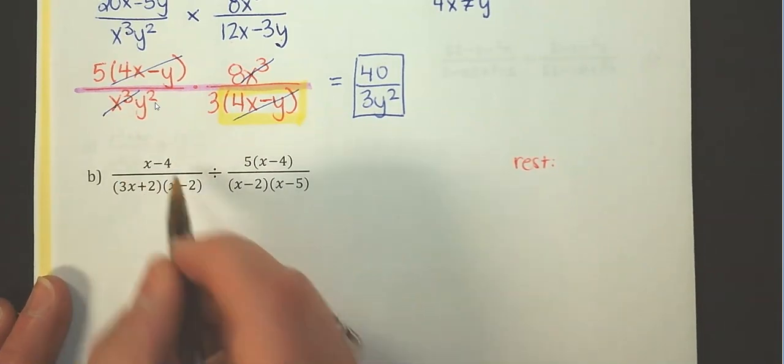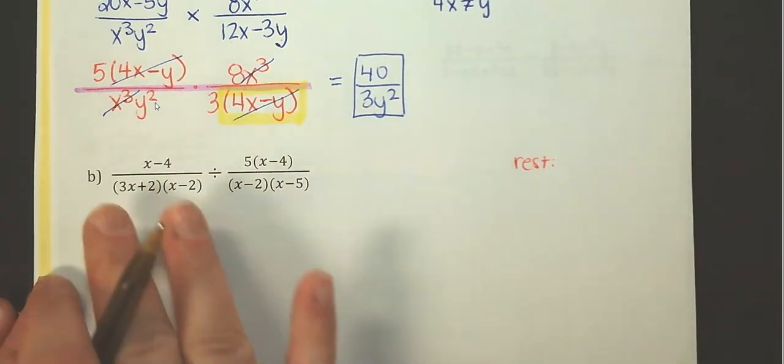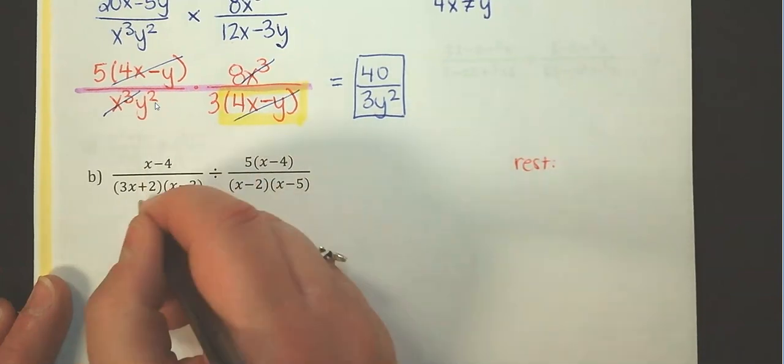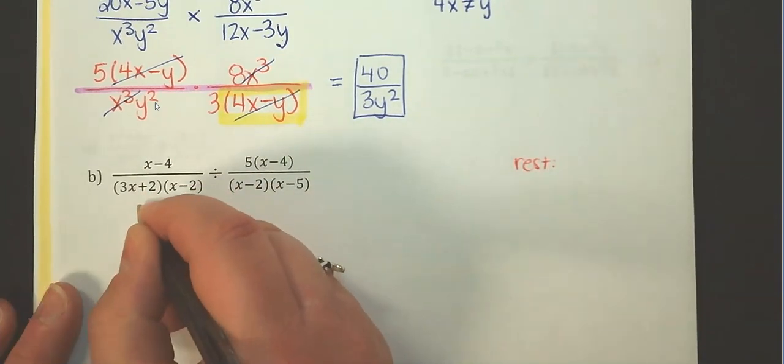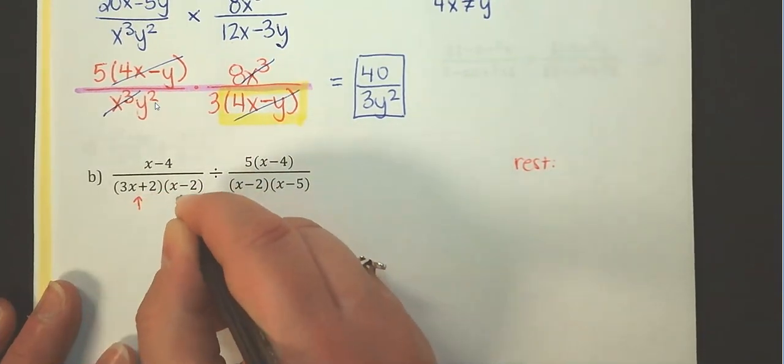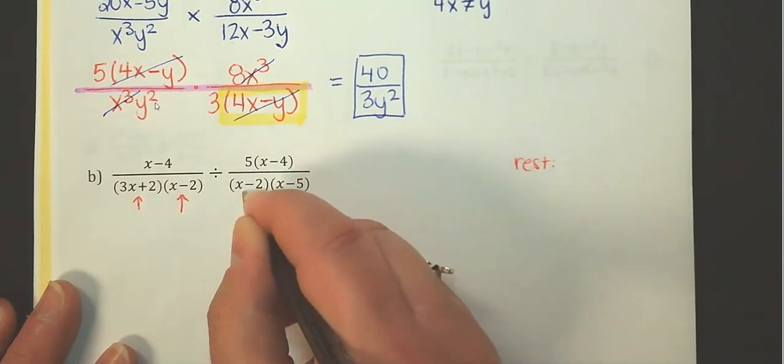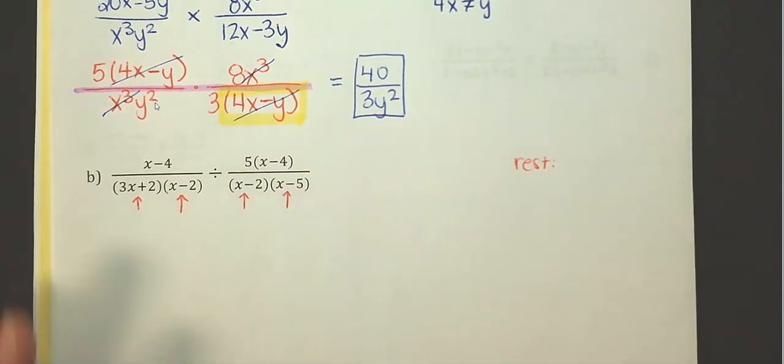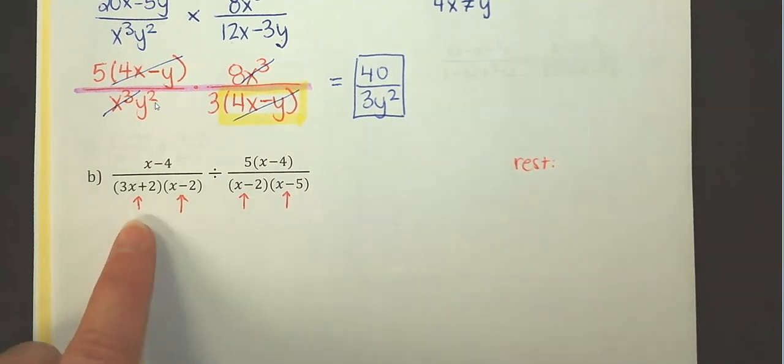In this first fraction, I have x minus 4 on the top. Don't worry about the top. You're just going to worry about the denominator. So this 3x minus 2, x minus 2, and I got an x minus 2 again, and an x minus 5. Those are the places that could cause my denominator to be 0. Okay, so what would you tell me if you had 3x plus 2? What would I not want?